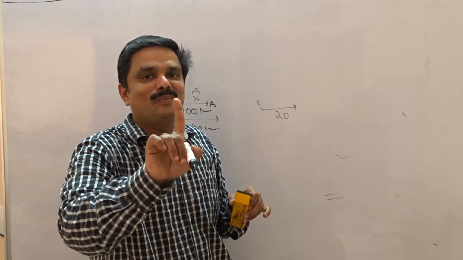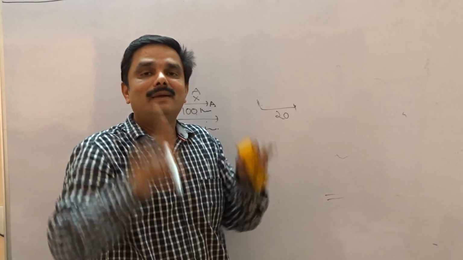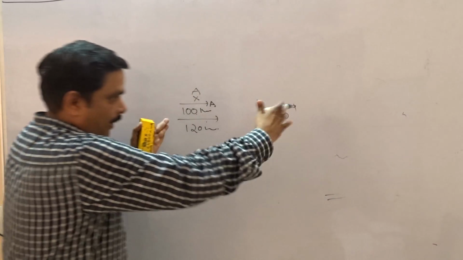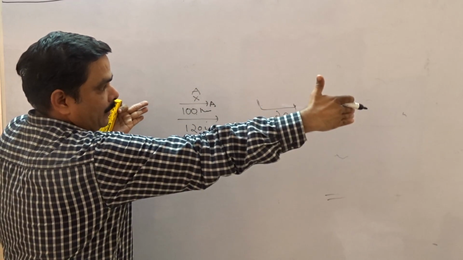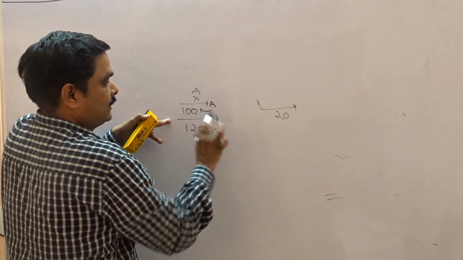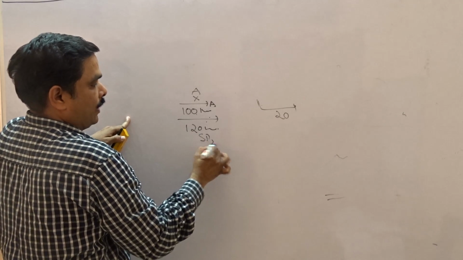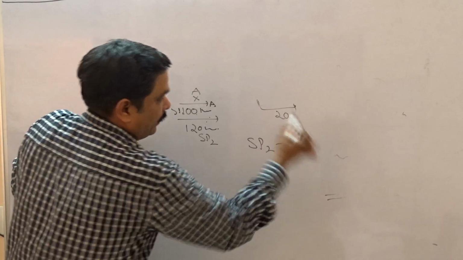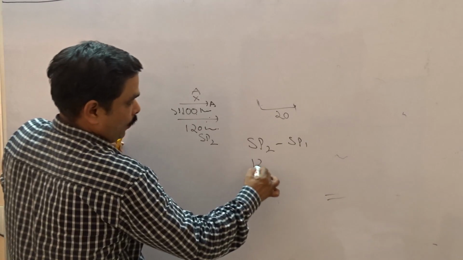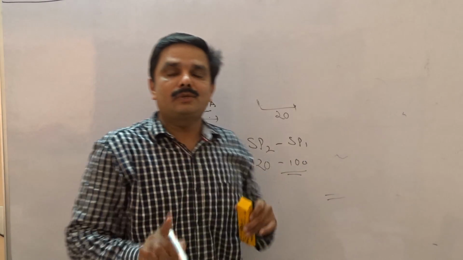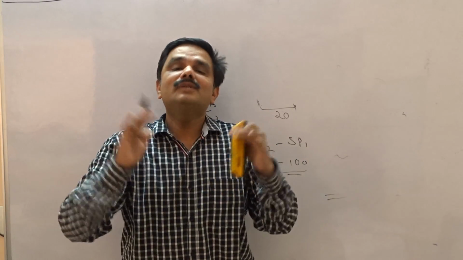This 20 kilometers per hour is called the relative speed between these two. In 1 hour they are 20 kilometers apart. What is the relative speed in this case? Let us take this as speed 2 and this as speed 1. In this case, speed 2 minus speed 1, so it should be 120 minus 100. That is 20 kilometers per hour, which should be taken as the relative speed.